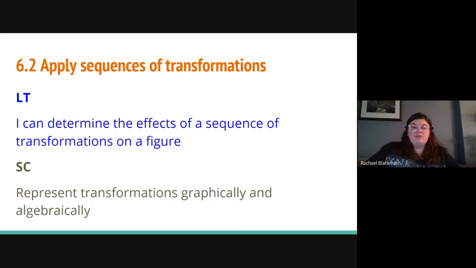for them. So the learning target today is I can determine the effects of a sequence of transformations on a figure, and for success criteria, we're going to be looking at those coordinate rules and make sure that we can represent them graphically and algebraically. Pause if you need to.